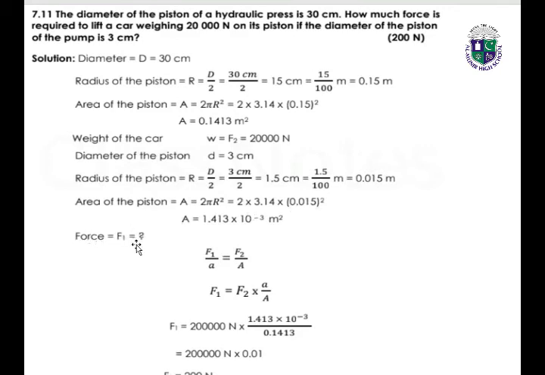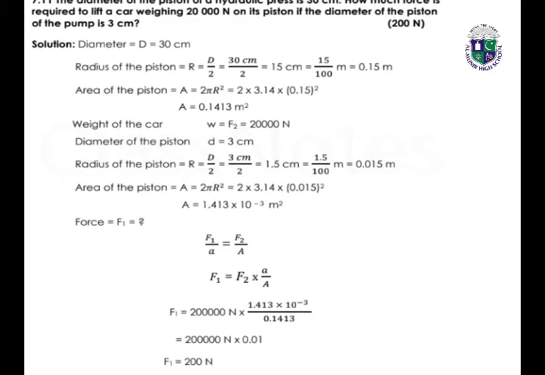We have to find out the force. So force 1 over area 1 is equal to force 2 over area 2. F1 shows the first force, F2 shows the second force. By calculating and putting all these values which are given above, we will get the force 1, which is 200 newtons.